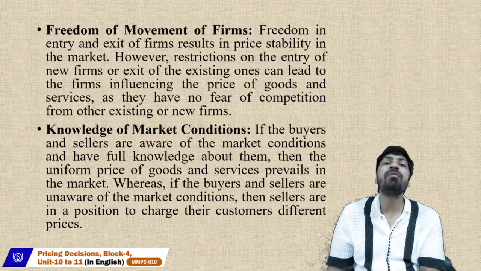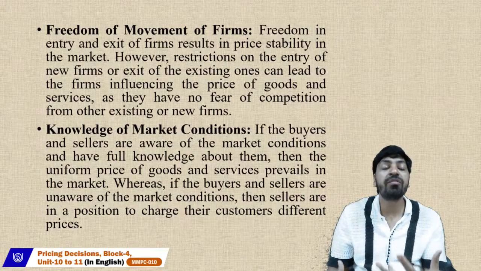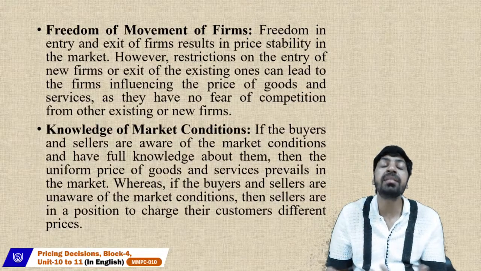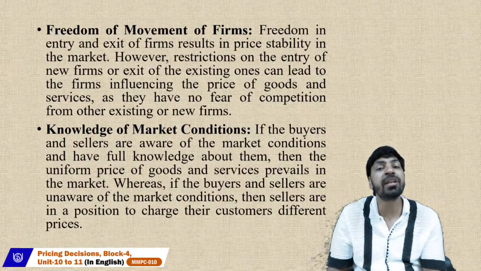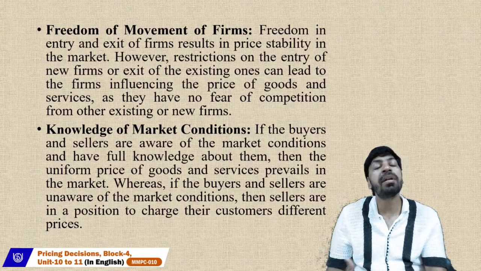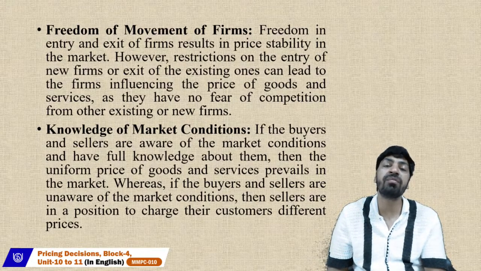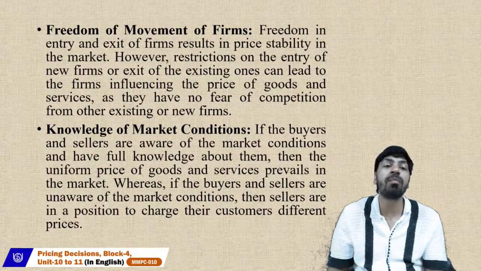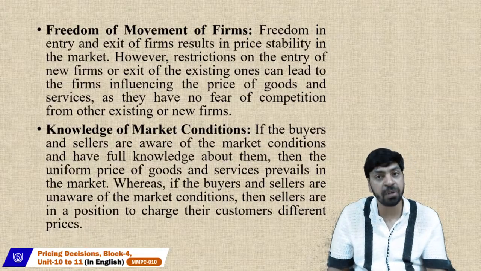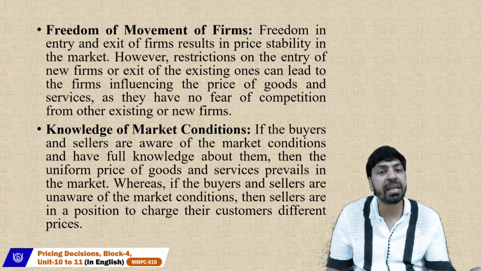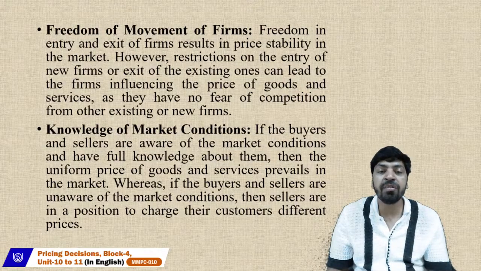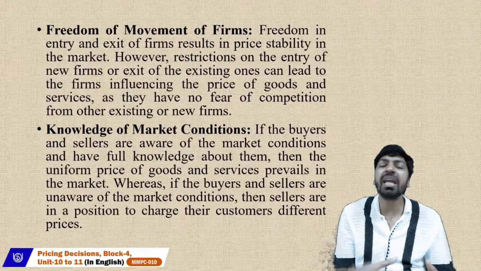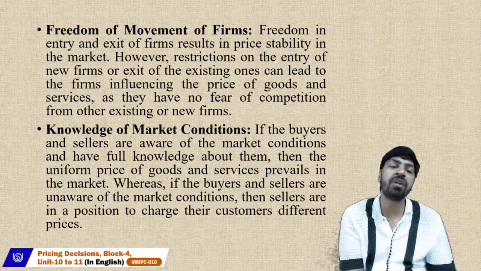Next one is the freedom of movement of firms. When we talk about the freedom of entry and exit of firms, it of course reveals price stability in the market. Any restrictions on the entry of new firms or the exit of old firms will also influence the prices of goods and services in the market, as there is no fear of competition from other existing or new firms. So a freedom of entry and exit always reveals that there is stability in the prices in the market, and there is no fear of competition from existing and new firms as well.